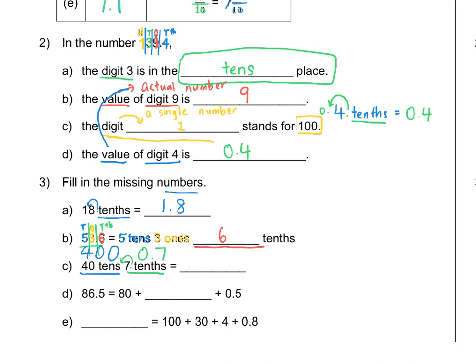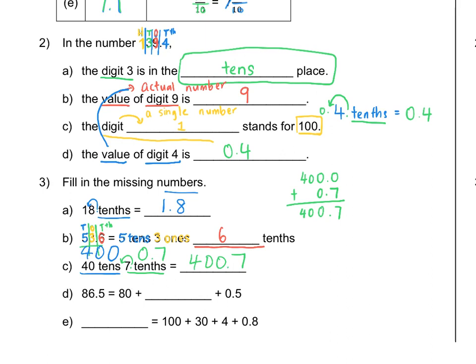So if we do a calculation, 400 and 0.7, make sure you align the numbers correctly in the correct place value. 400 is equivalent to 400.0. So if we were to add 0 plus 7, 7, decimal point, 0, 0, and 4. Therefore, the answer for question 3C should be 400.7. Did you get it correct?